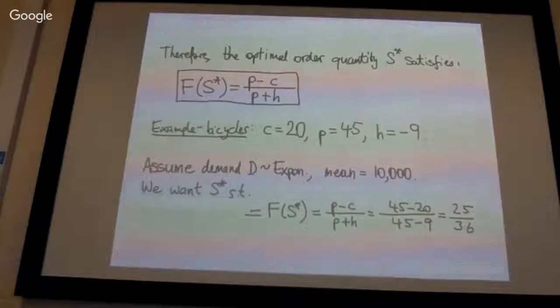this is for S star. Now, if it's exponential, do you remember the formula for the cumulative distribution function of the exponential distribution? You have to know that. It's probably in the tables, isn't it? I don't know it myself, but you have to know that: 1 minus e to the minus S star divided by the mean, so divided by 10,000. That's what it is from probability.